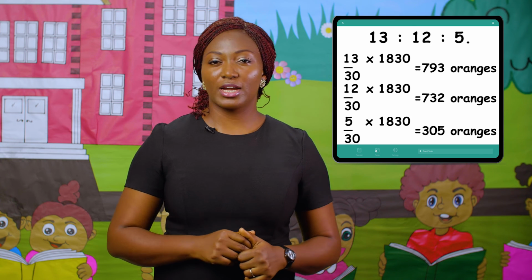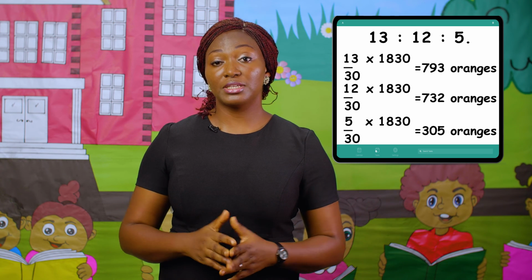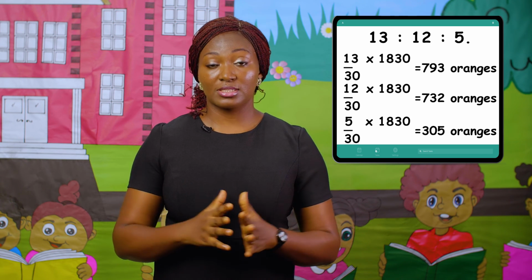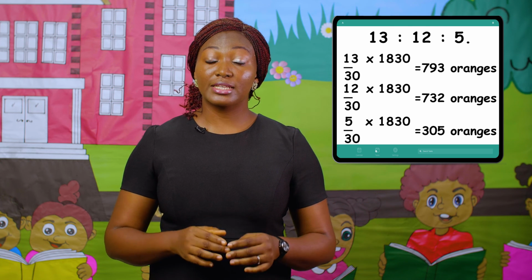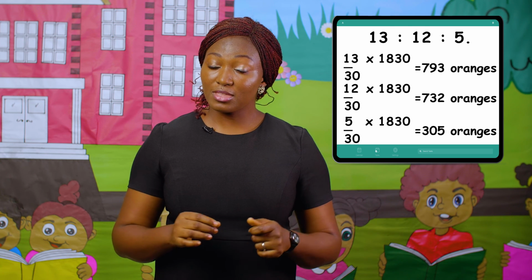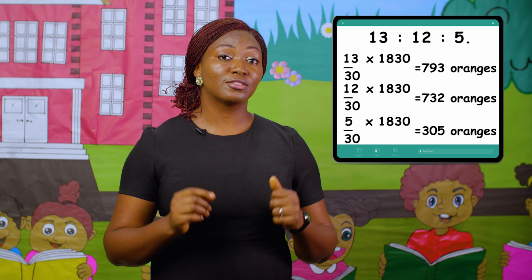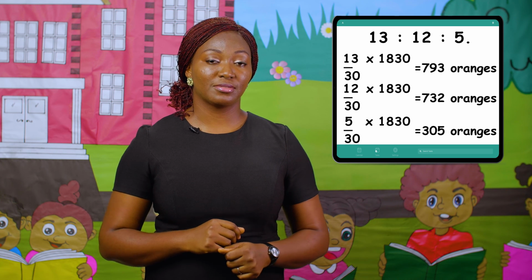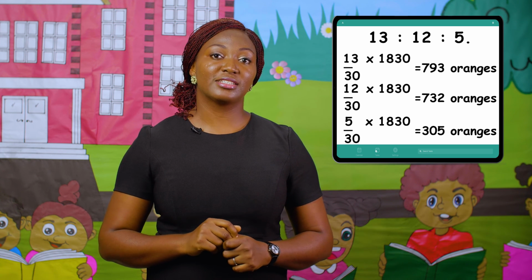To check if your answer is correct, you could simply add up the shares and find out if you will get a total of 1,830 oranges. Keep practicing. It gets easier.